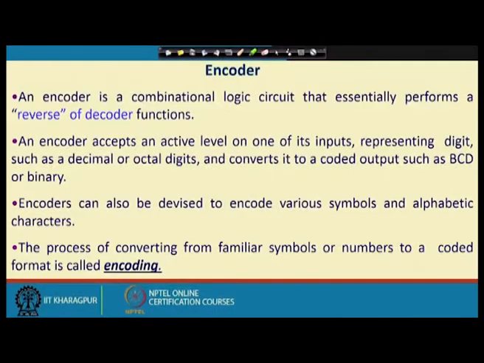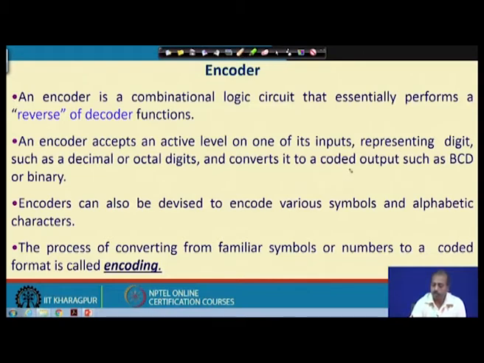So, encoders are used for one purpose, which you can say is the reverse of the decoder functionality. It is a combinational logic circuit that essentially performs the reverse of the decoding function. An encoder accepts an active level on one of its inputs representing a digit, such as a decimal or octal digit, and converts it into a coded output such as BCD or binary. So, what we mean is something like this.